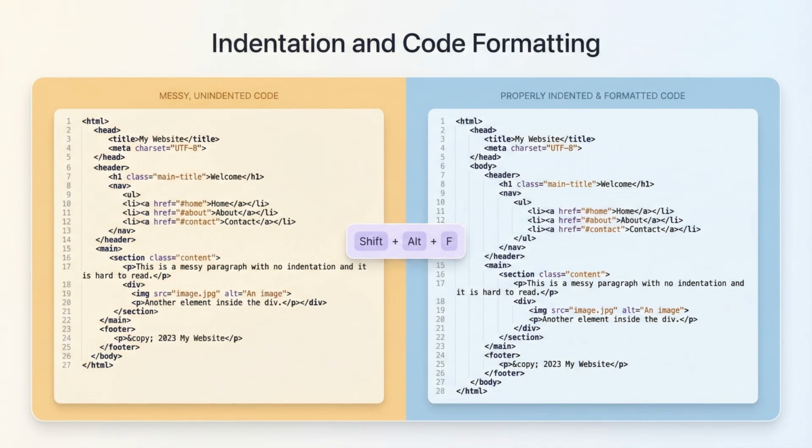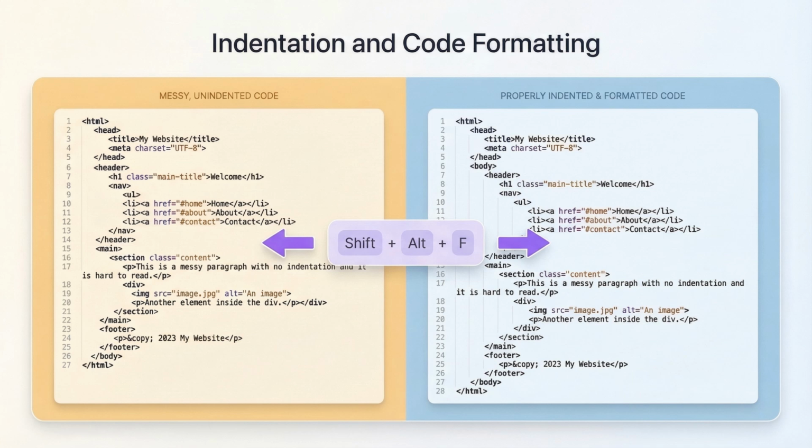Once you start nesting elements inside divs, your code can get a bit crooked and hard to read. The instructor mentions a very useful shortcut, Shift plus Alt plus F in VS Code. This automatically formats your entire document, fixing indentation and alignment in one keystroke. The instructor admits it's become muscle memory for them. Proper indentation is critical when working with nested HTML. Each level of nesting should be indented one step further in.